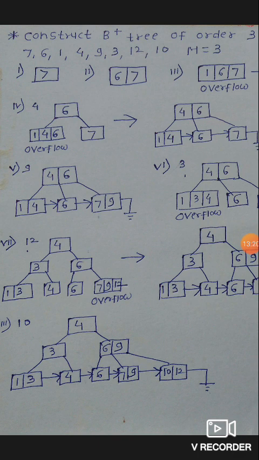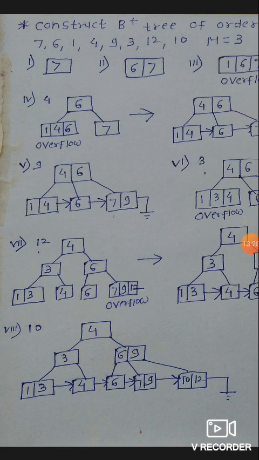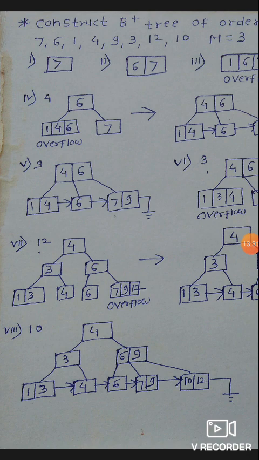Next is 9. As 9 is greater than 6 it is added at the right hand side of 6, therefore it becomes 7 9. 4 comma 6, then 9 comes, 9 is greater than 6, therefore it is added at the right hand side of 6, therefore it becomes 7 comma 9.